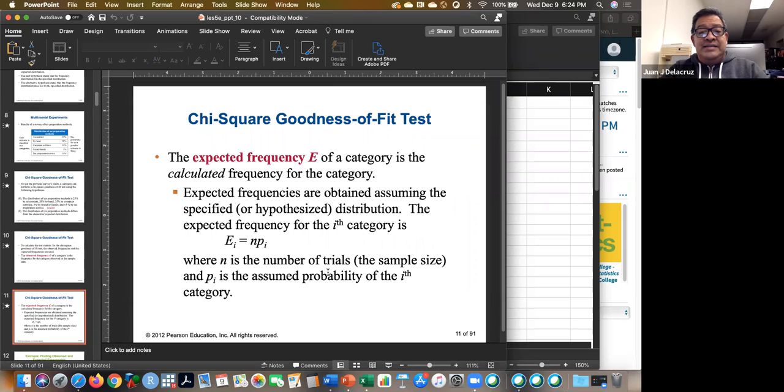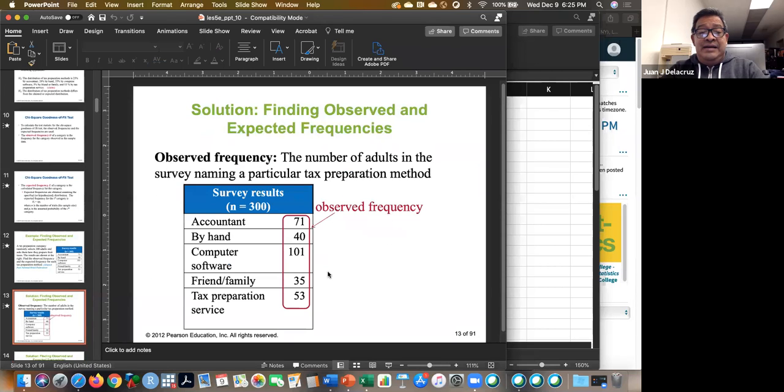So in this case, we learned how to find the expected value. This is very important because we have the observed, and we have the expected that is built with the sample size and the probability of each item. So we perform the chi-square test.